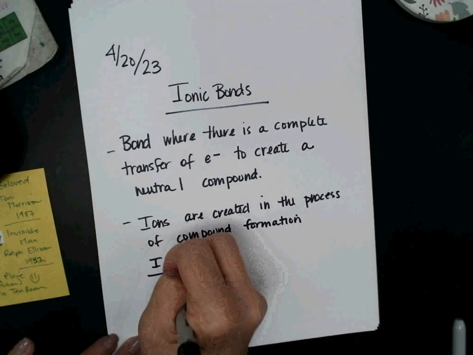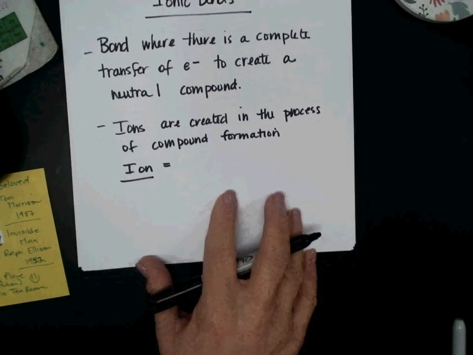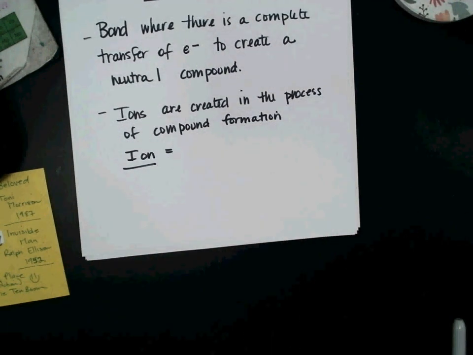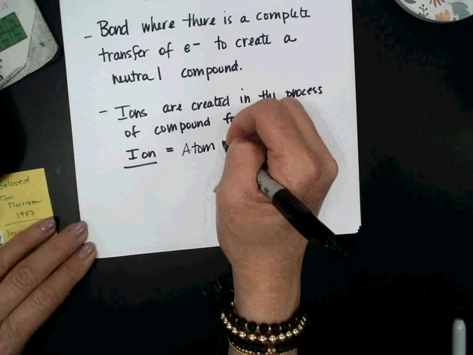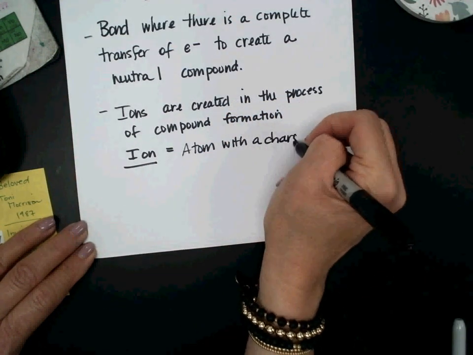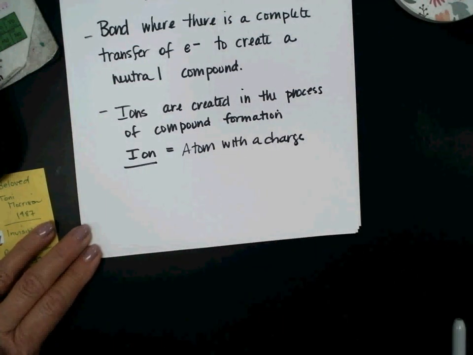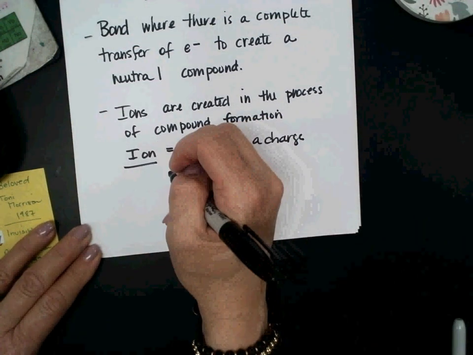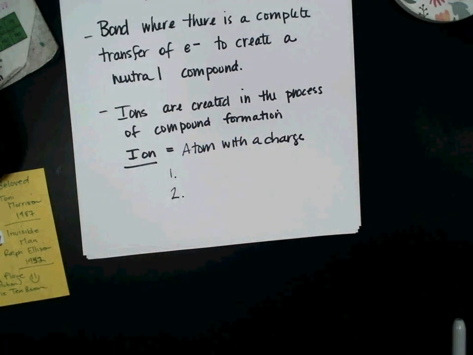So I use that word ion. We've had it before. You should know what it is. Maya, what's an ion? How would you define it? Very good. An atom with a charge. And then you should know how many types of ions there are. Tristan just told me 2. See if you can name those 2. See if you can remember. I would think you could.